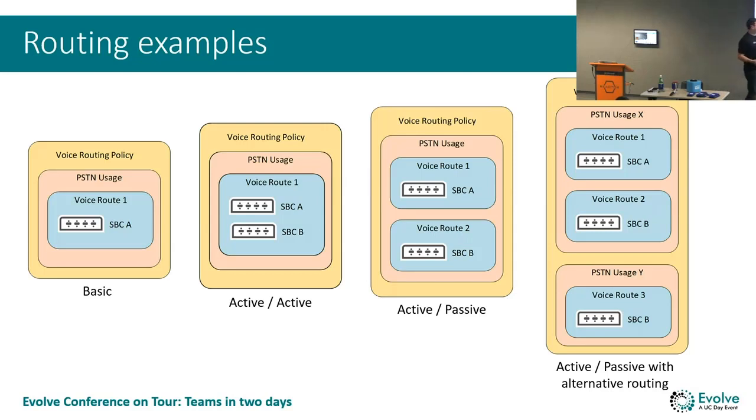So a more advanced way of doing that, if we have active-active between 2 SBCs, we have our voice route with a PSTN usage with a voice route with 2 SBCs in, and that will then be active-active. So both those gateways will receive calls, and if one's unavailable, the other one will pick up the load.